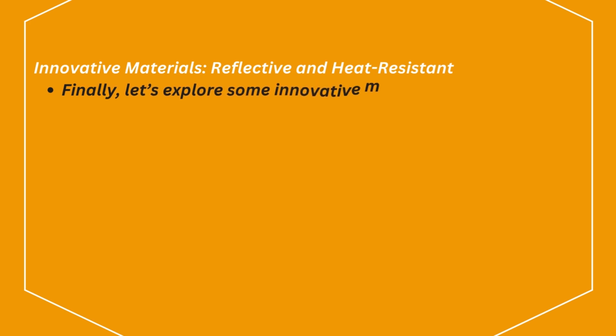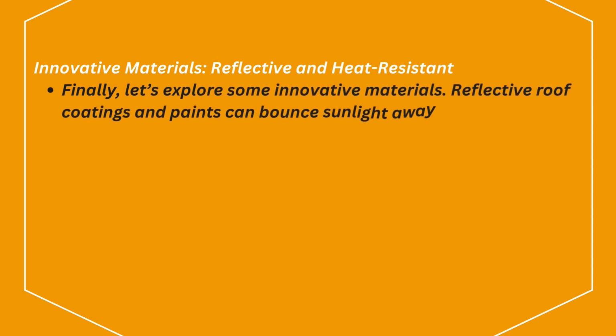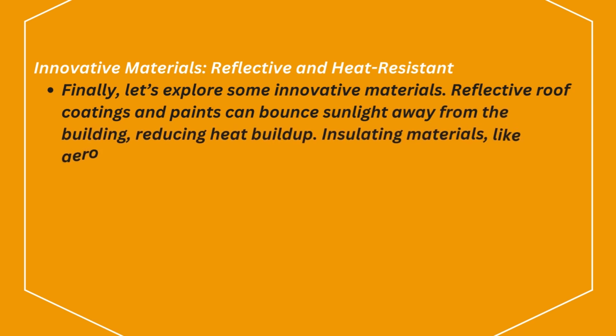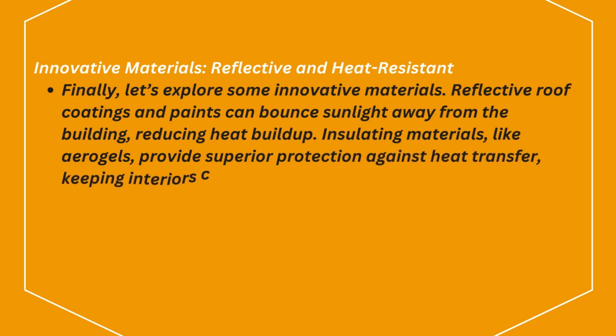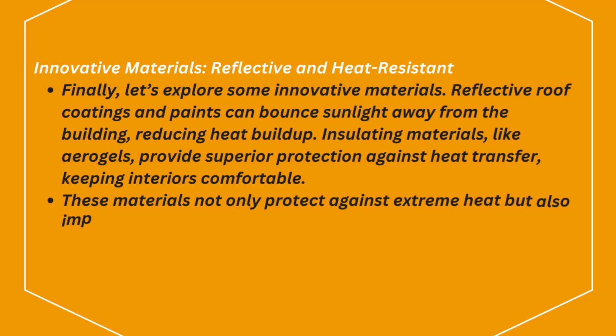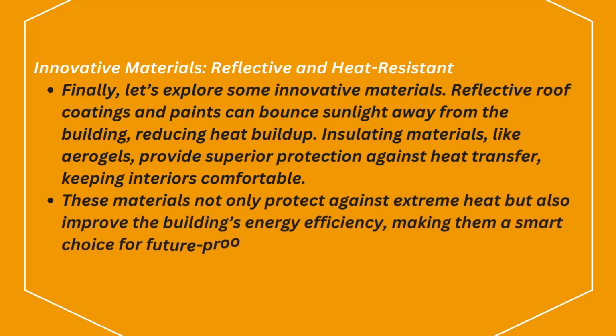Innovative materials. Reflective and heat-resistant. Finally, let's explore some innovative materials. Reflective roof coatings and paints can bounce sunlight away from the building, reducing heat buildup. Insulating materials like aerogels provide superior protection against heat transfer, keeping interiors comfortable. These materials not only protect against extreme heat, but also improve the building's energy efficiency, making them a smart choice for future-proofing structures.